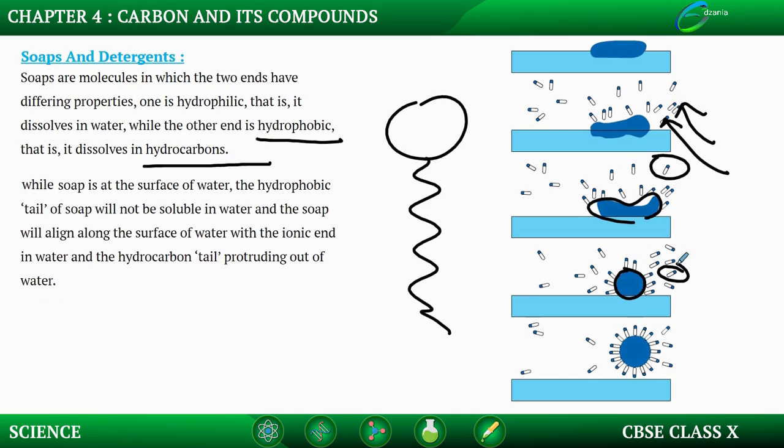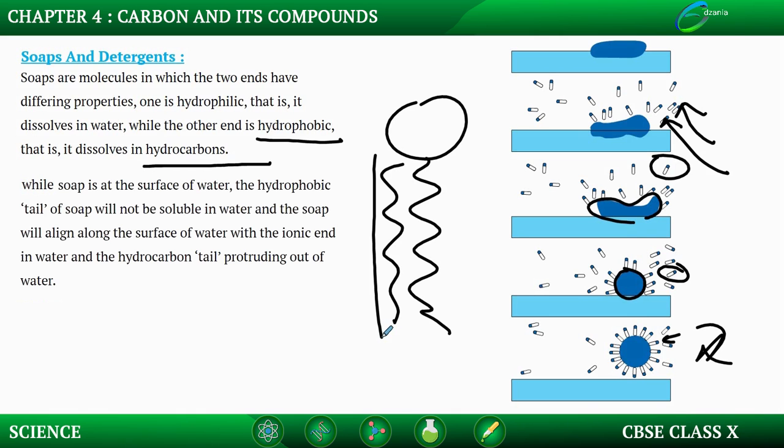So they form a circle wherein the hydrophobic ends are towards the inside and the ionic ends are towards the outside. So that is how they save the tail. This is the hydrophobic tail and they will be towards the inside, towards the grease, so that they are protected all the time. And this circle structure is called a micelle.